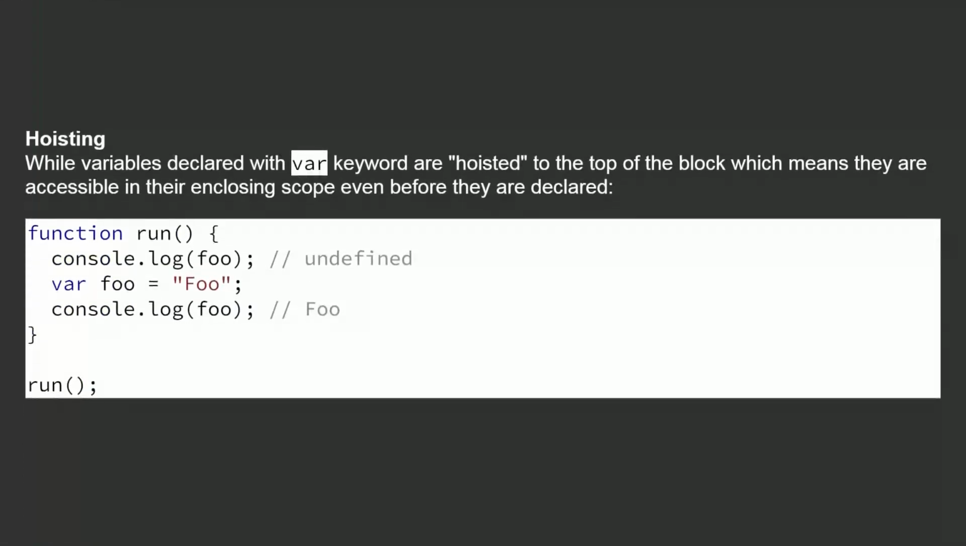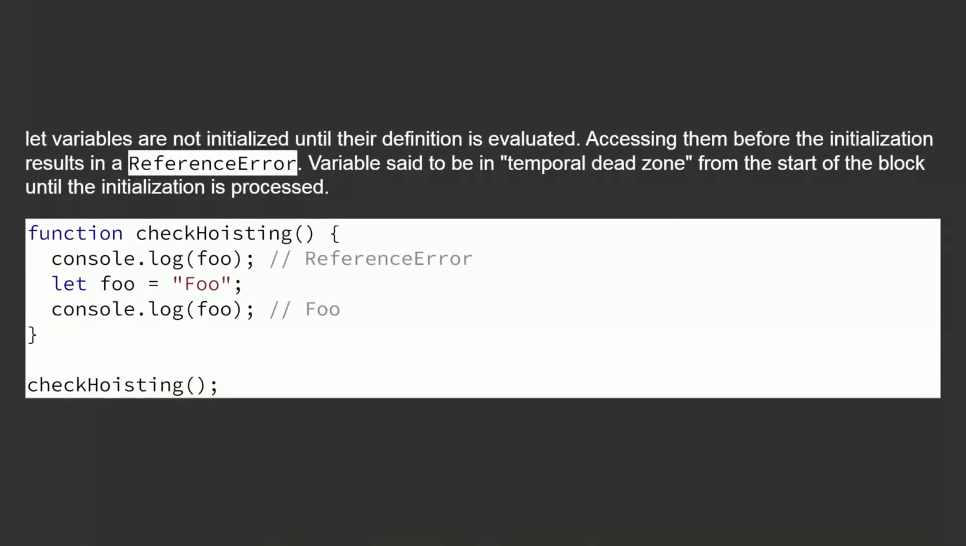Hoisting. While variables declared with the var keyword are hoisted to the top of the block, which means they are accessible in their enclosing scope even before they are declared, let variables are not initialized until their definition is evaluated. Accessing them before the initialization results in a reference error. The variable is said to be in the temporal dead zone from the start of the block until the initialization is processed.